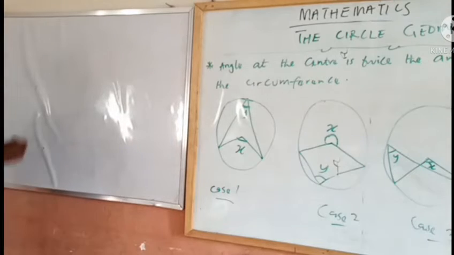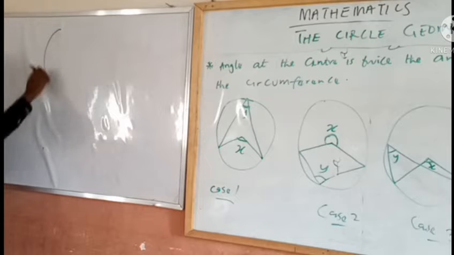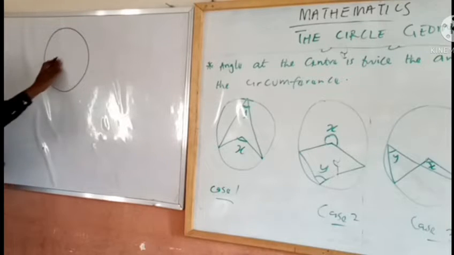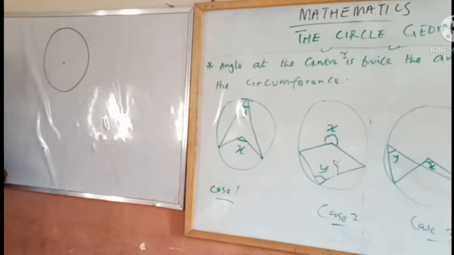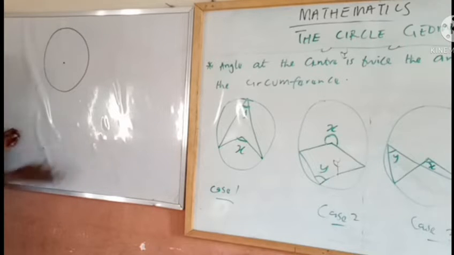Know that a circle is a shape, a plane shape or a diagram of this form. In any well-drawn circle there is going to be a fixed point called the center of the circle. Now, from this center of the circle, any line drawn from this center to touch any part of the circle.